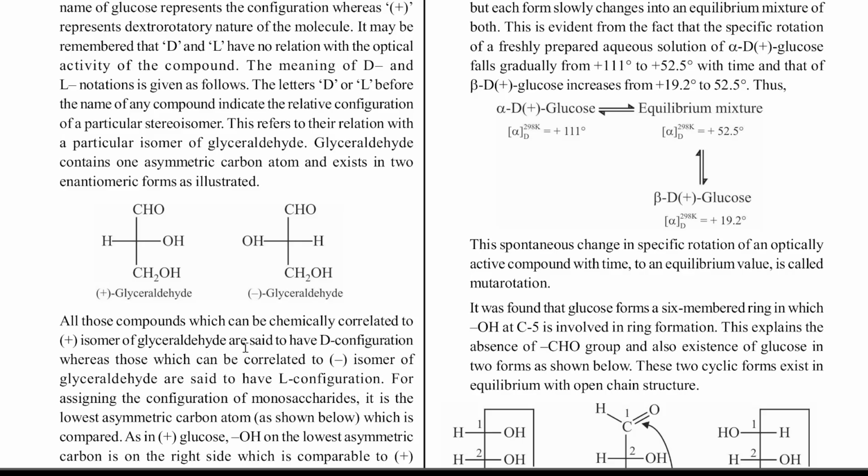The positive isomers which behave and have configuration similar to positive glyceraldehyde are known as D configuration, whereas those which correlate to the left hand side position of the OH group and the negative isomerism of glyceraldehyde are given the L type of configuration. These are important because you would need to give the proper type of configuration while giving the name of the compounds.